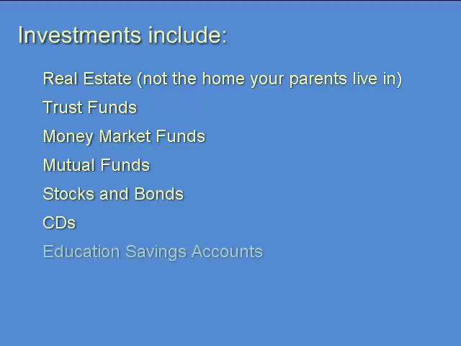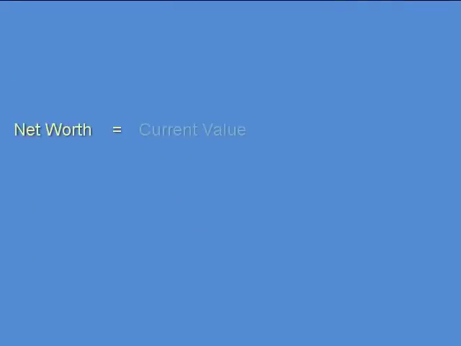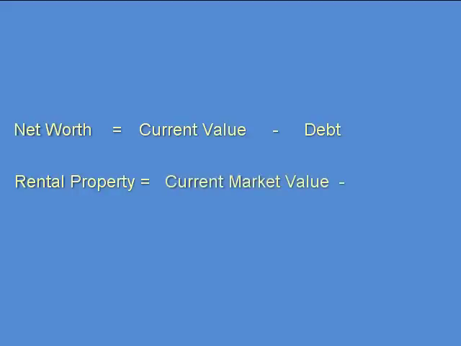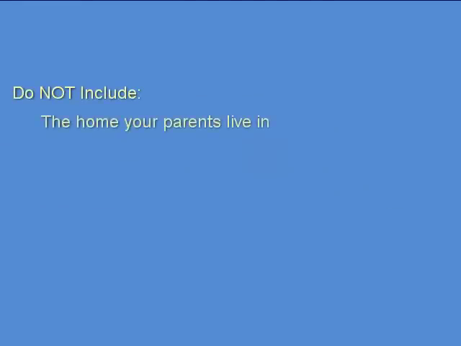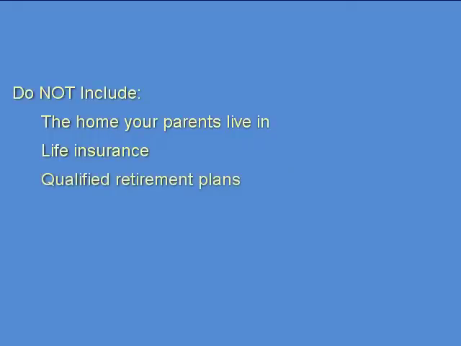Parent investments also include education savings accounts such as Coverdell and 529 college savings plans, even if they are under the student's name. The net worth of an investment is the current value of the investment minus the related debt. For example, the net worth of a rental property is the current market value minus the mortgage. Do not include the value of the home your parents live in, life insurance, or qualified retirement plans.